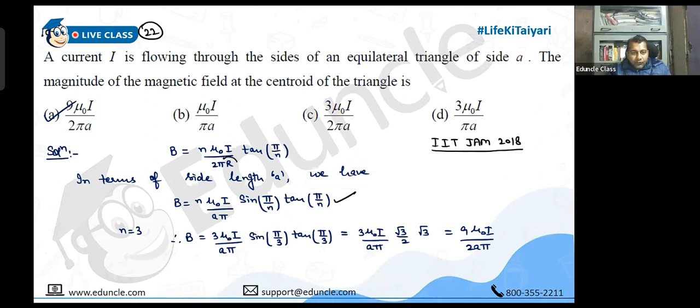So these are the two shortcut formulas. This is in terms of distance from the center to vertex. This is in terms of side length. Okay. If you can remember both the formulas, then you can get the answer very easily just in one step during the exam.